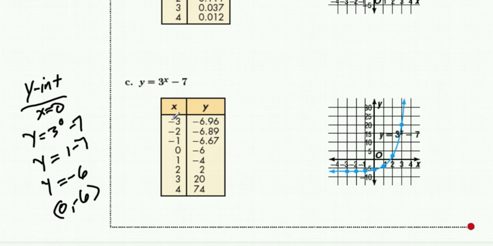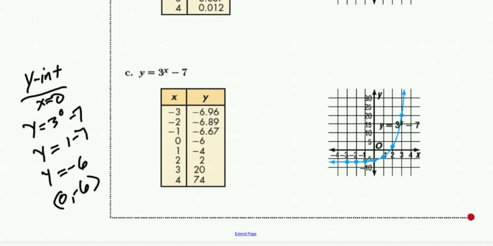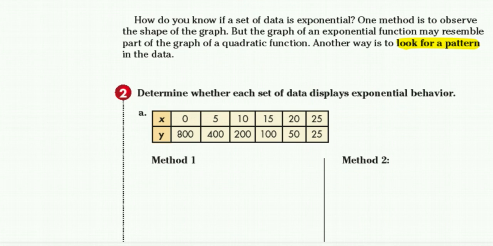So if I find values of x that are less than 3, it will go closer and closer to negative 7, but it will never actually be equal to 7. I hope that makes sense. If not, rewind the video.